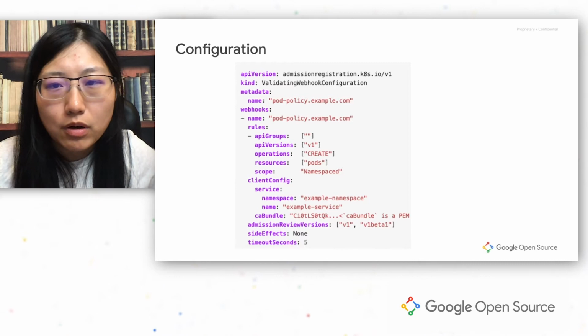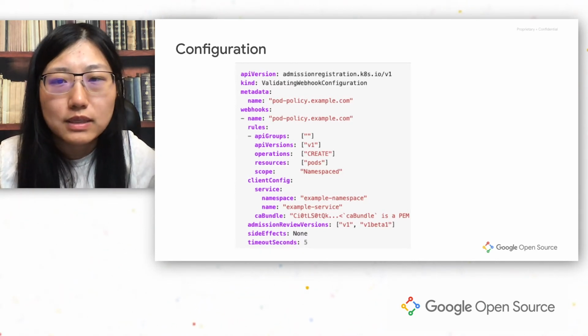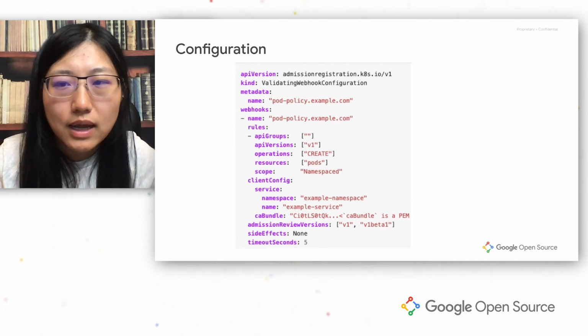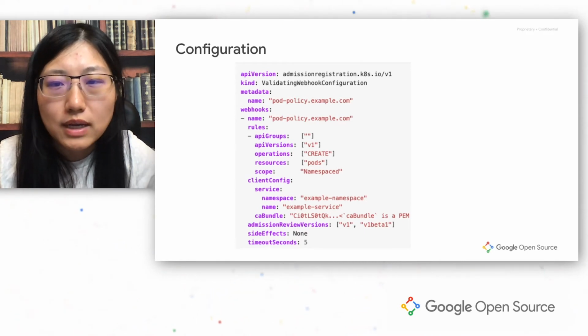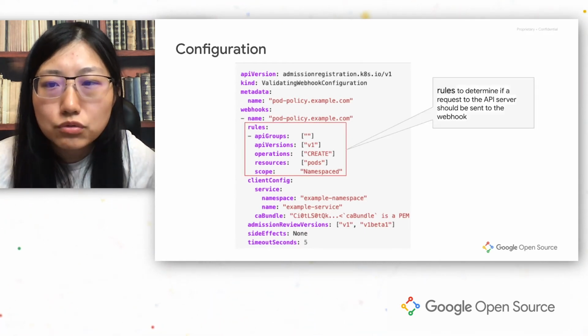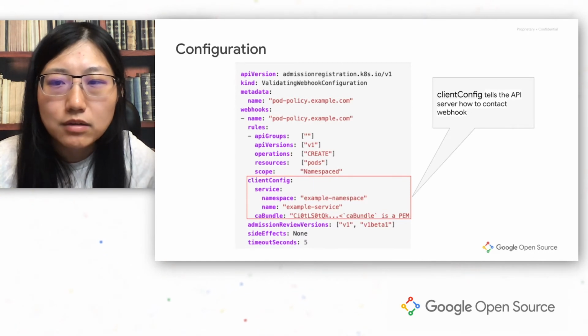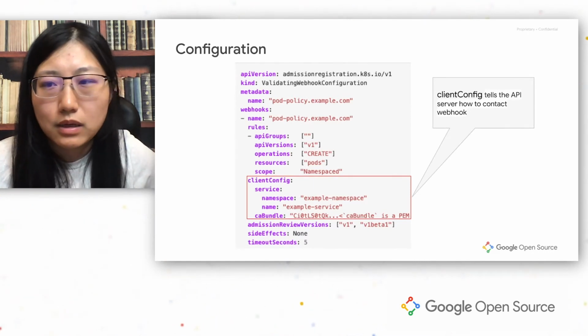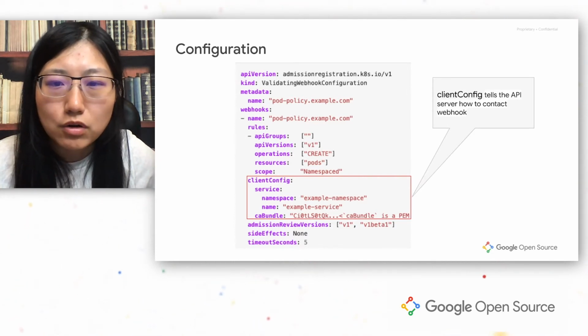Here is an example of a validating webhook configuration. I will not go through all the fields in detail. Basically, it's a ValidatingWebhookConfiguration. It only contains one webhook with the name pod-policy.example.com, with the rule triggered on every namespace pod creation request. The client config tells the API server how to contact the webhook. And this webhook does not have any side effects, and it has a 5 seconds timeout for the API server to call the webhook.